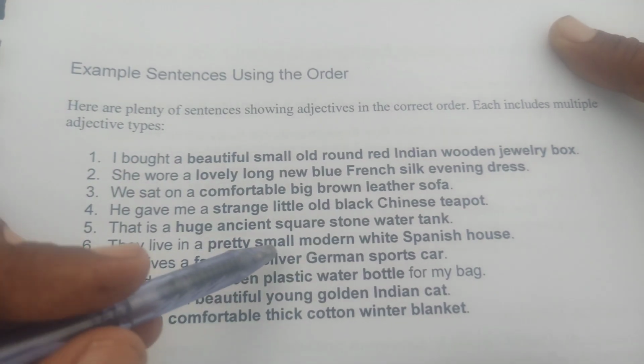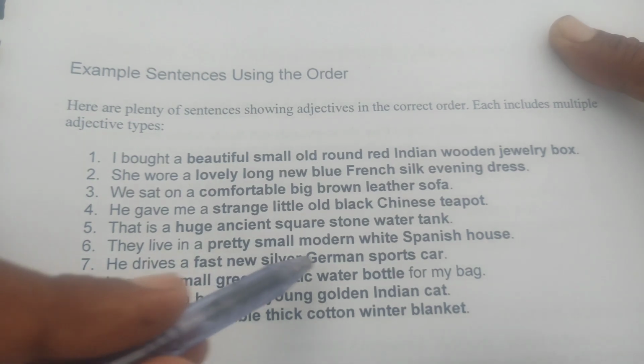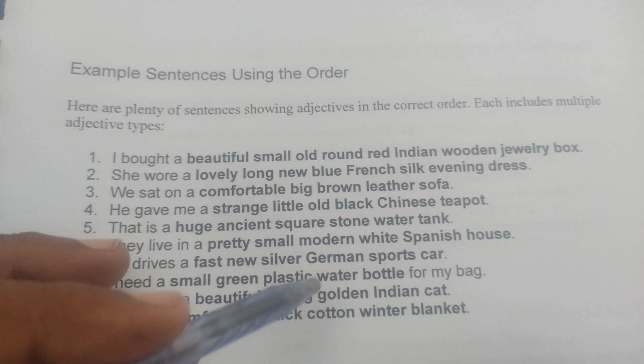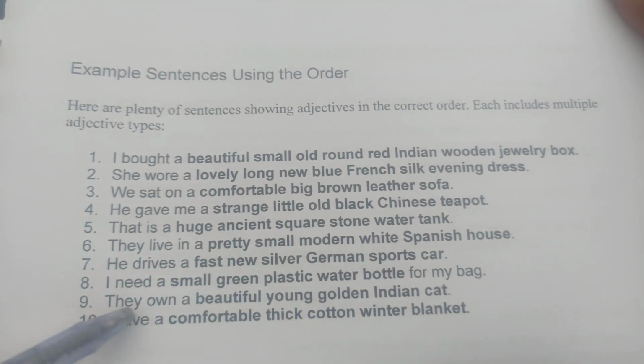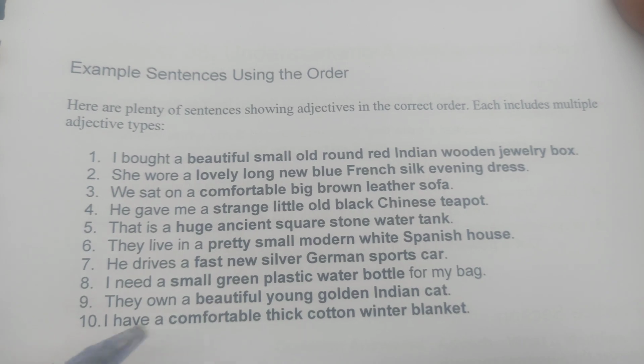They live in a pretty small modern white Spanish house. He drives a fast new silver German sports car. I need a small green plastic water bottle for my bag. They own a beautiful young golden Indian cat. I have a comfortable thick cotton winter blanket.